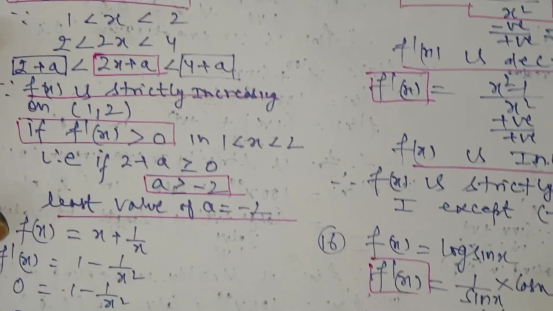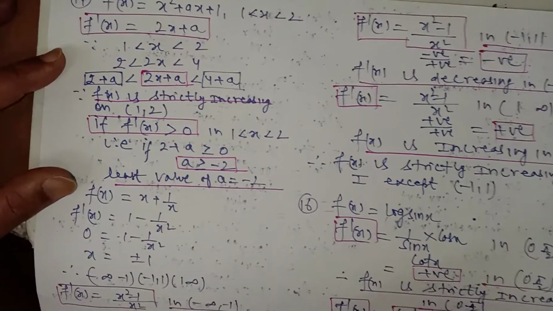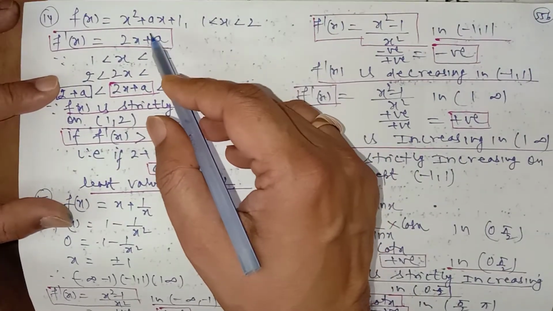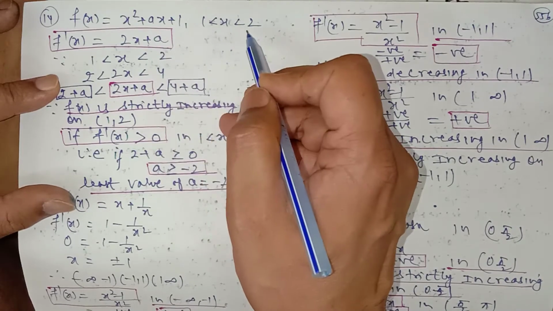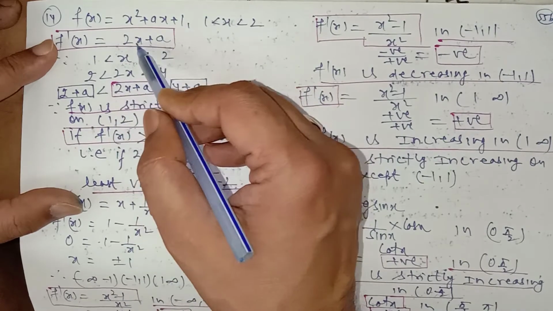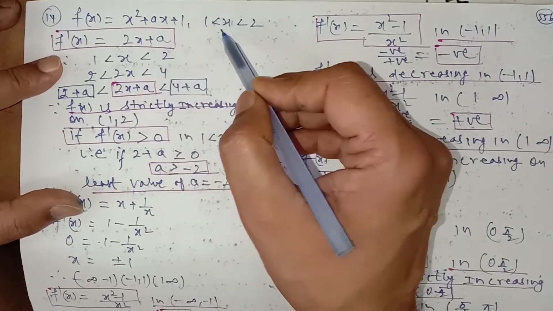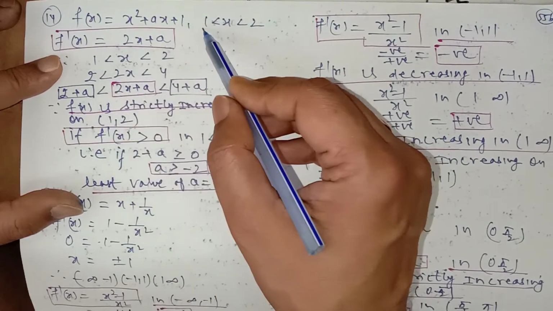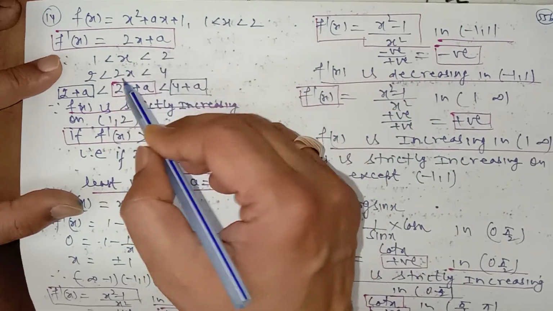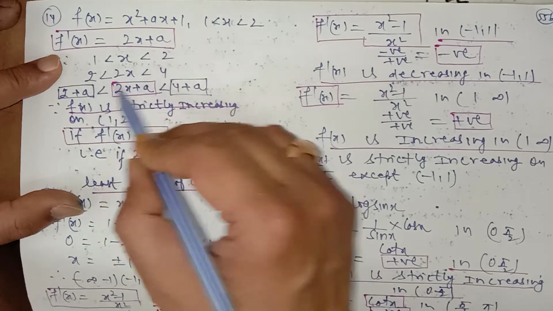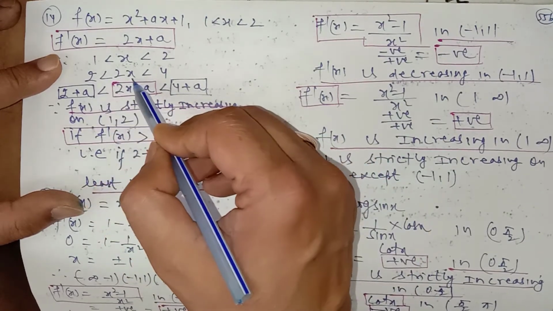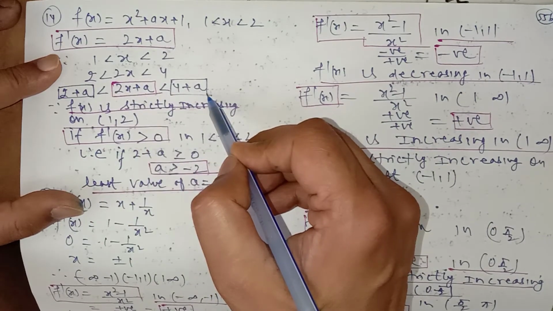Now in question number 14, you have to find the value of a in the given interval 1 to 2 if it is strictly increasing. To find its derivative, f dash x is equal to 2x plus a. Now it is given that the value of x is greater than 1 and less than 2. Now we have 2x plus a, so multiply both sides by 2 and add a to all, so it will become 2 plus a, 2x plus a, 4 plus a.